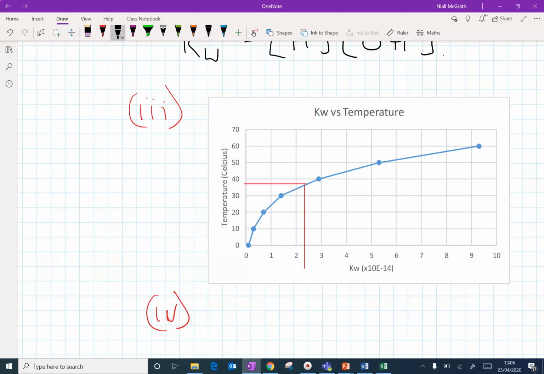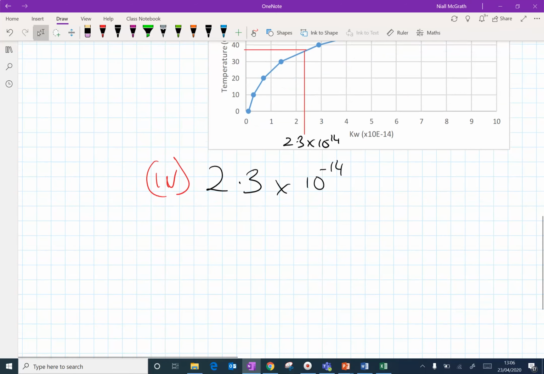So that's about 2.3 by 10 to the minus 14. So that's our answer for part 4. The range of answers given was between 2.1 and 2.5 by 10 to the minus 14. So anywhere inside that range would have got you your marks.